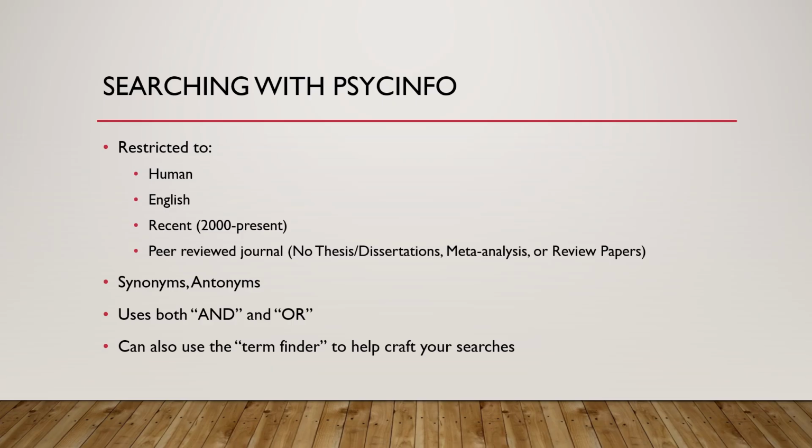Sometimes they'll sneak through some dissertations or meta-analyses or just review papers which are summarizing a lot of other research that's been done. Those can be interesting, but they're not what we are going to be using for this project this time. You want to make sure you're using synonyms and also antonyms, so the opposite words. Make sure that you're saying does not include these other antonyms. Use both those and or operators, and then the wildcard asterisk. And then sometimes you can find a term finder tool on PsycInfo, which you can use to help you come up with new keywords that are related to the ones that you've typed in.